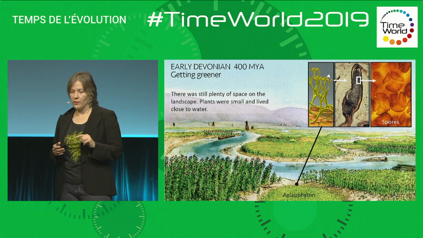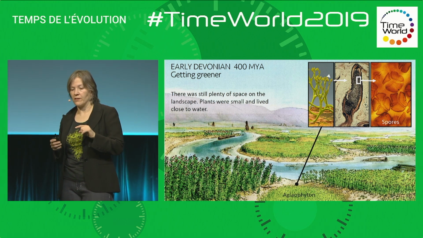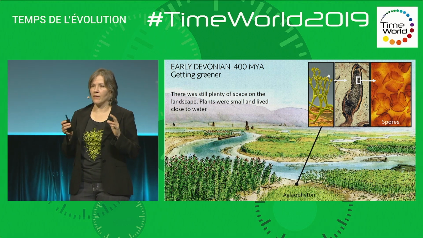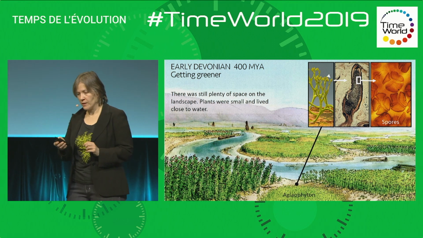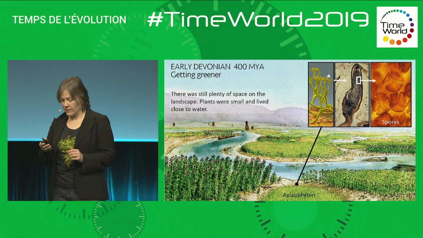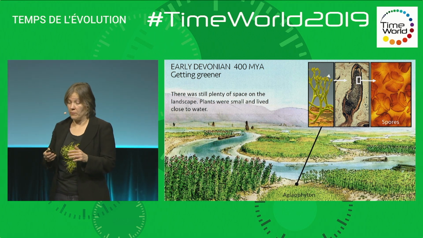Another thing that I want to point out is that a lot of these plants are mainly reproducing vegetatively, in a way that strawberries do. So they make clonal mats of plants.